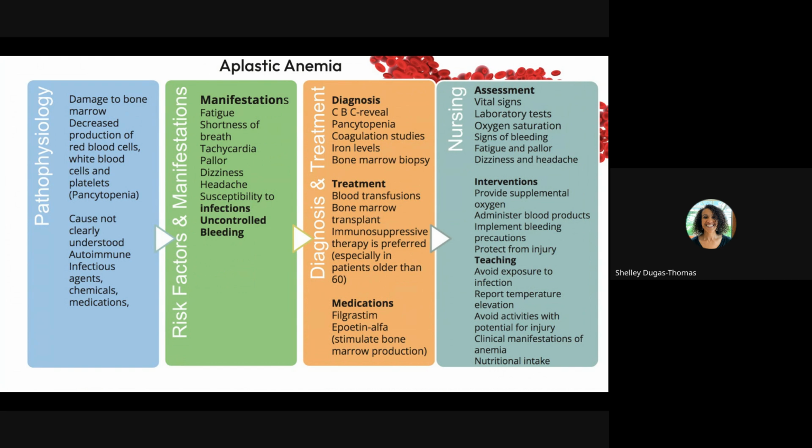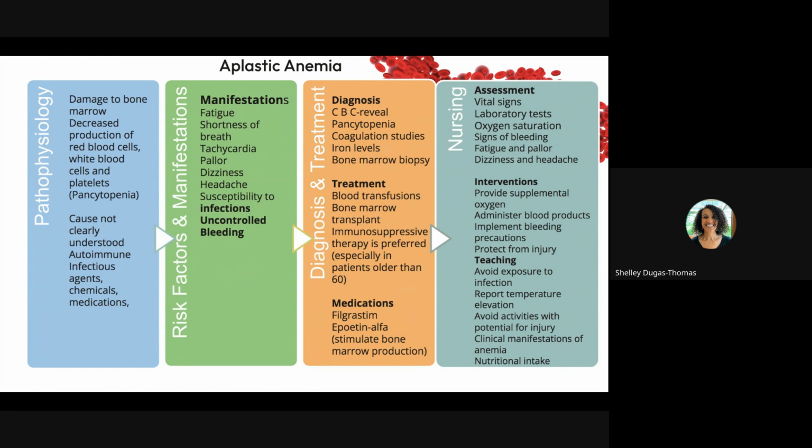Hemoglobin is being looked at, and you may need to have a bone marrow biopsy on this patient and look at iron levels. Treatment is done through blood transfusion, RBCs and platelets, and this is for the symptomatic person. Bone marrow transplant may be needed, and medications in the form of Epogen, immunosuppressive therapy, and assessment includes vital signs, CBC, bone marrow, oxygen saturation, bleeding signs, looking for fatigue and pallor.